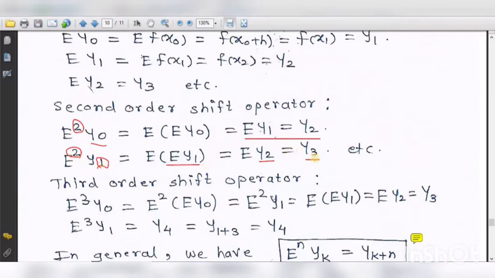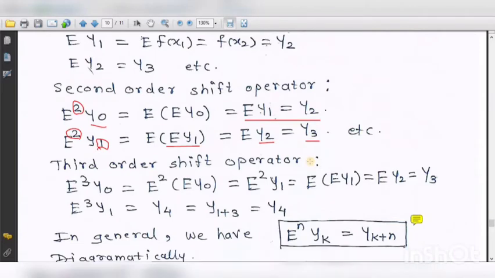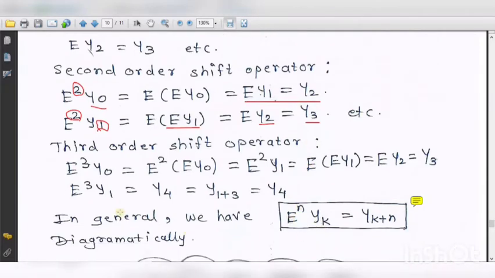But how is this 3 obtained? Here the suffix is 1 and the power is 2. So it is 1 plus 2, so you will get y3. So directly here we can write down one general formula. Before that, let us see what the third order shift operator is.